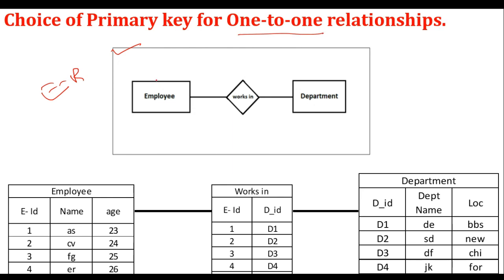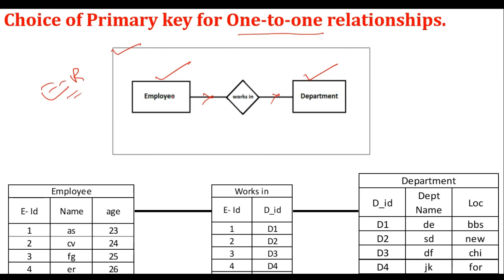Here we have two entity sets. One is the employee entity set, which is represented in a rectangular box, and we have the department entity set, which is also represented using a rectangular box. The relationship that exists between the employee entity set and the department entity set is Works In, which is represented in a diamond box. This line implies a one-to-one relationship between the two entity sets. This is how we represent a one-to-one relationship using an ER diagram.